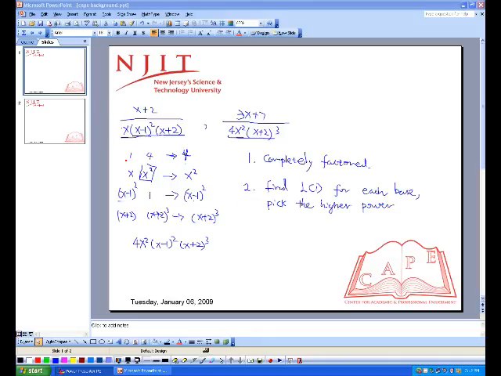The only special case is when you deal with numbers. You have to find the least common multiple for the numbers. So the last step is to multiply all LCDs to get your final LCD. Okay. Now let's look at another example.